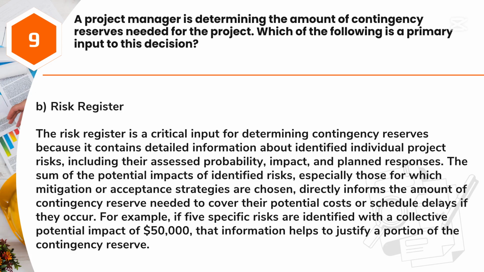For example, if 5 specific risks are identified with a collective potential impact of $50,000, that information helps to justify a portion of the contingency reserve.